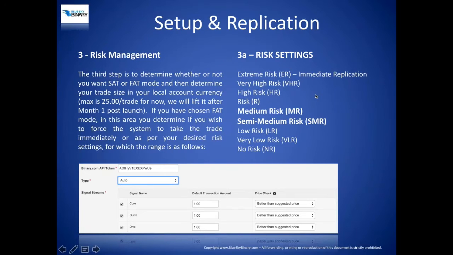So the way to view this spectrum of risk is basically how closely you're tracking Hive. So when we say extreme risk, that means immediate replication. If a signal is fired on Hive and you're subscribed to it, immediately it will be replicated in your account. It won't do any sort of checks or anything like that. And as you go down the risk parameters, you have very high risk, risk, medium risk, semi-medium risk, low risk, very low risk, and no risk at all.